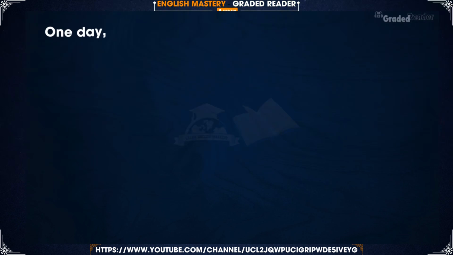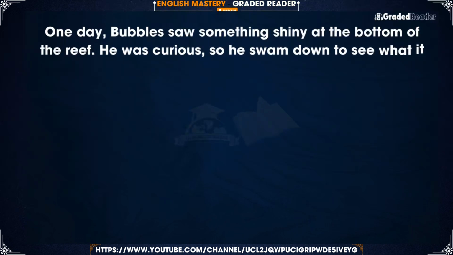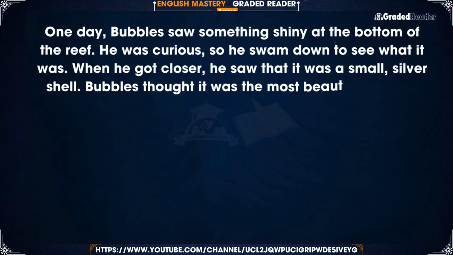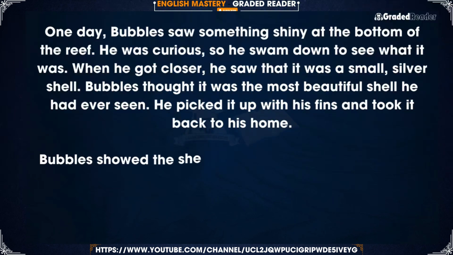One day, Bubbles saw something shiny at the bottom of the reef. He was curious, so he swam down to see what it was. When he got closer, he saw that it was a small silver shell. Bubbles thought it was the most beautiful shell he had ever seen. He picked it up with his fins and took it back to his home.